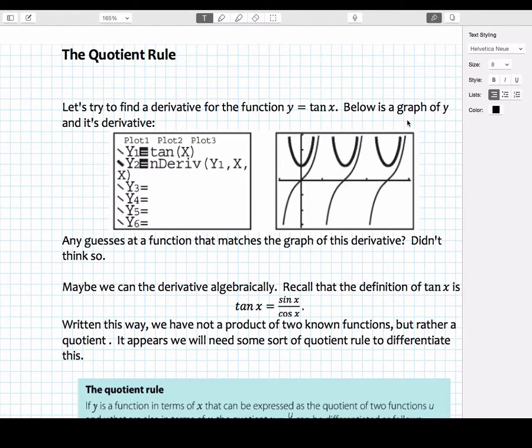Okay. All right. So for the quotient rule notes, we're going to try something a little bit different today.